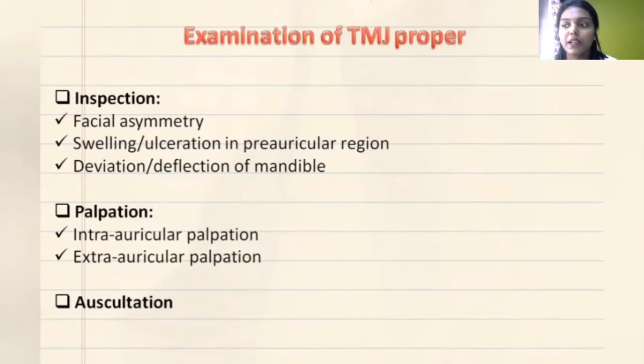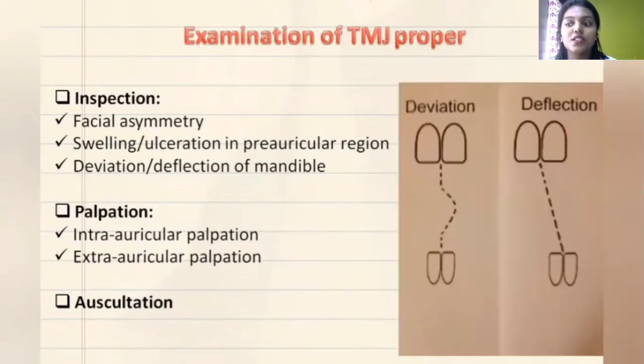If the mandibular midline moves to one side in the initial stage of mouth opening and returns back to the original position at maximal mouth opening, it is called deviation. While if the mandibular midline fails to return to the original position at maximal mouth opening, it is called a deflection. Now moving on to the palpation.